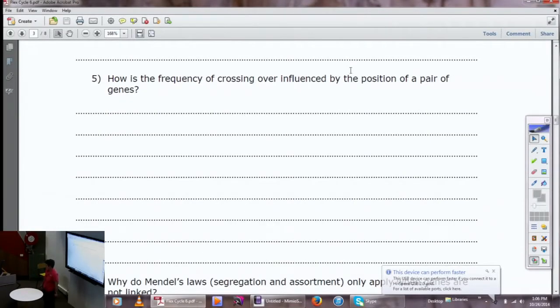Question 5, how is the frequency of crossing over influenced by the location of a pair of genes? This is very simply that the further away you are, the more frequently you cross over. And conversely, the closer you are, the less frequently you cross over.